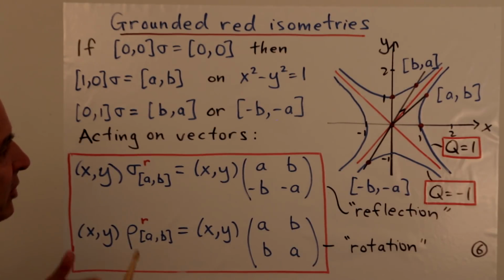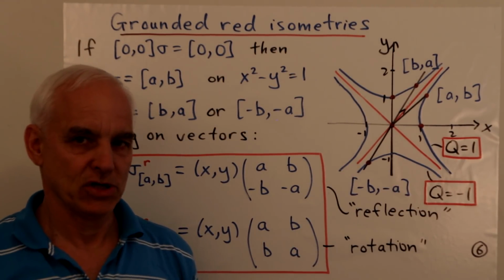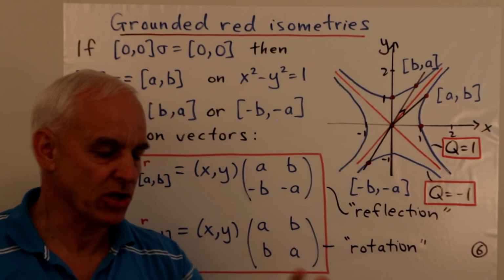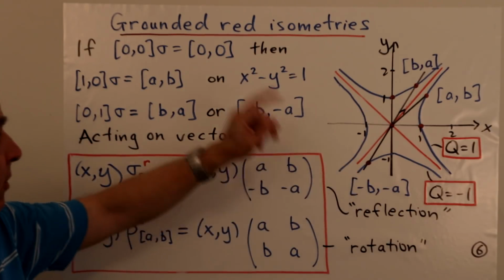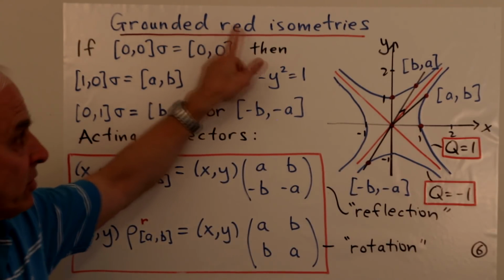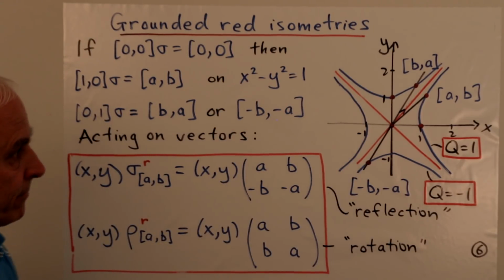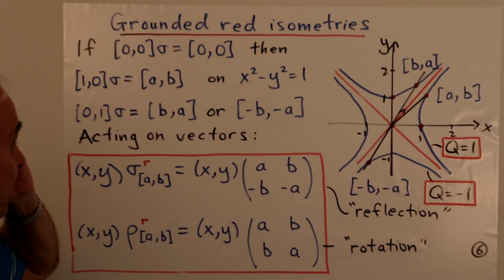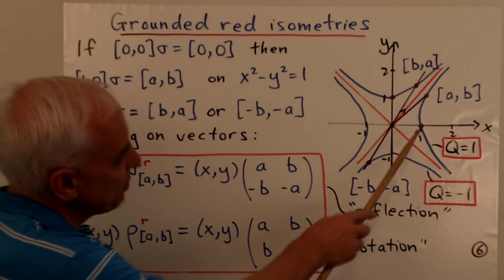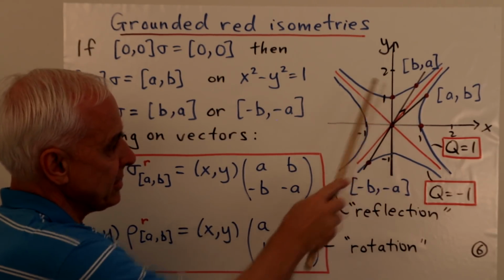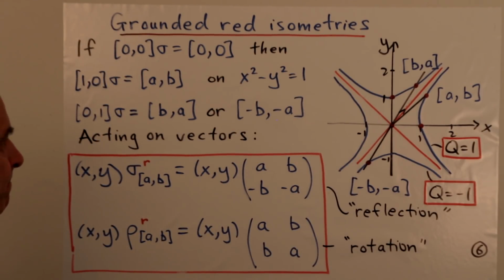Okay, so we're interested in whether we can find isometries in this situation. We're interested in the transformations that preserve the bilinear form, which are grounded. So we're looking for grounded red isometries. It means the origin is fixed. So let's suppose that sigma is such a thing. And then let's look at what it might do to these two particular points, 1, 0 and 0, 1, the same two points we were considering previously in the blue case.